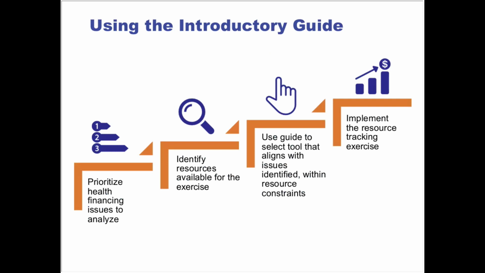In terms of how to use this guide, the process really starts in country with a discussion about the priority health financing issues that the country is grappling with. These issues are typically already known in the sector, but it's important to get consensus on them and prioritize which ones need to be analyzed in more detail. Once the priority issues are agreed on, stakeholders can discuss what type of analysis is needed to provide more information on these issues.